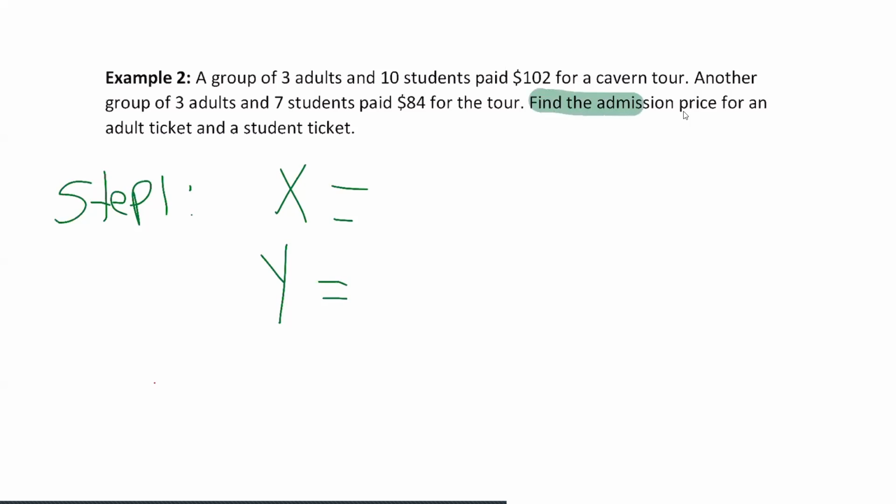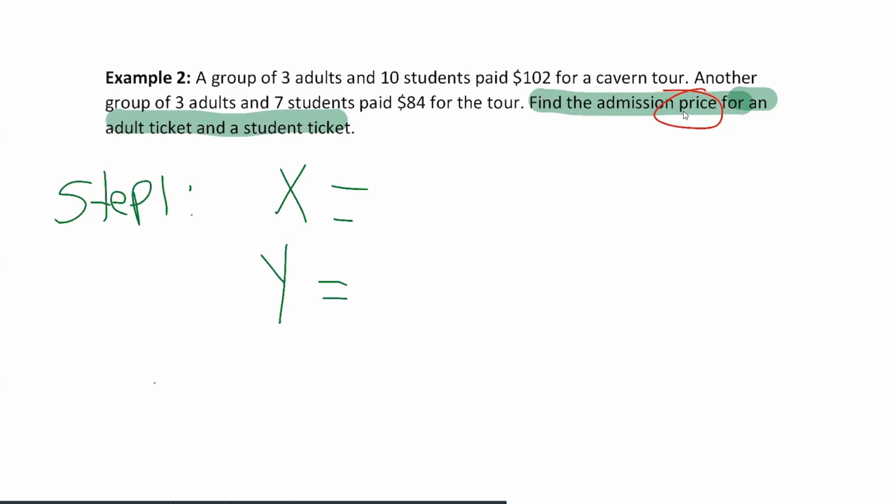So if you look at the last sentence, usually that's where they're going to tell you what they want. Not always, but most of the time, that's probably going to be true. So they want us to find the admission price for an adult ticket and a student ticket. One thing to notice though is we're interested in the price. So we're not worried about how many in this problem, we're worried about how much it costs.